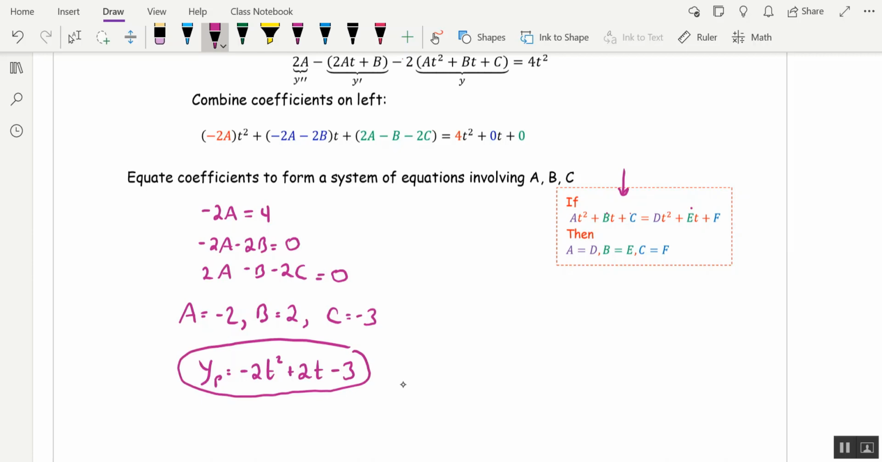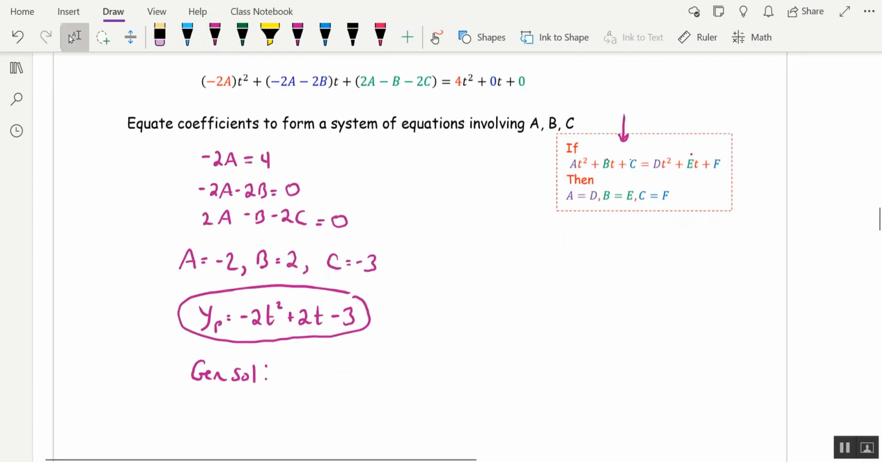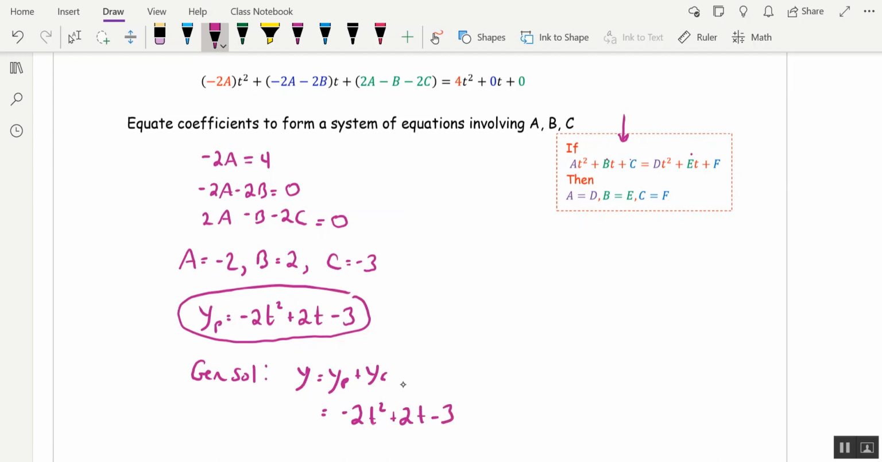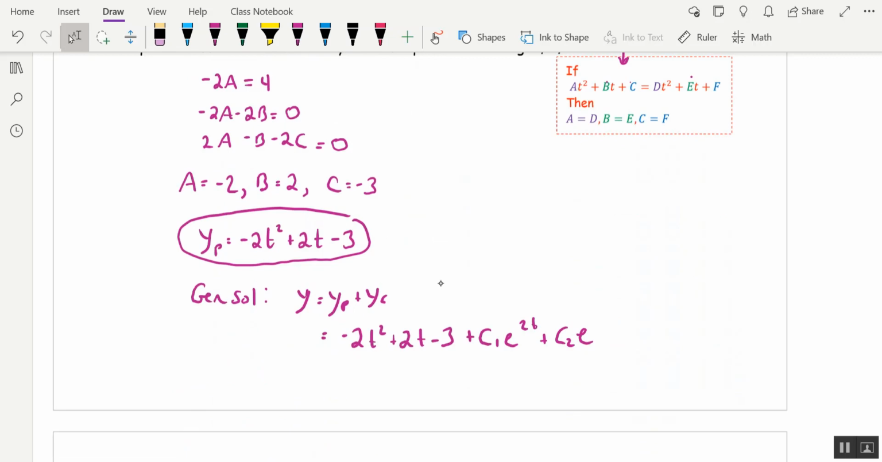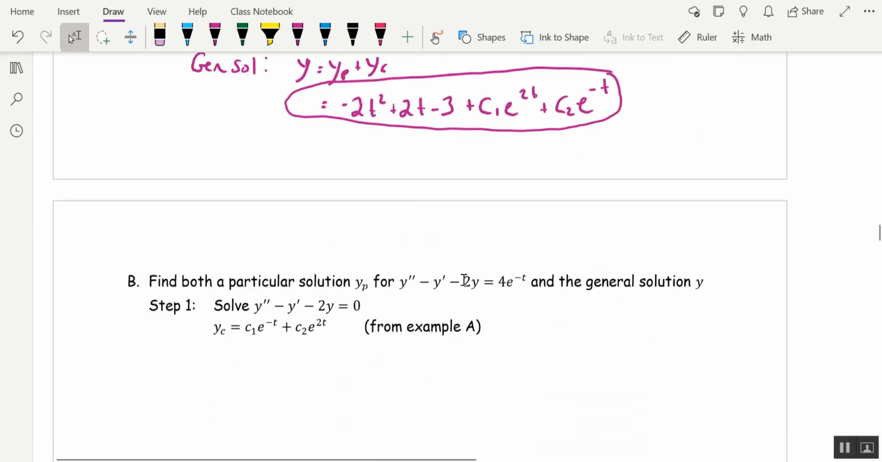All right. Now, we were only asked for a particular solution in this case, but if we had been asked for the general solution, then the general solution would be yp plus yc. So that would have been -2t squared plus 2t minus 3. And then yc was c1 e to the 2t plus c2 e to the -t. There's my general solution.